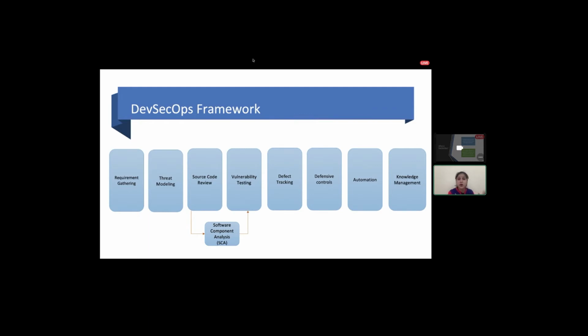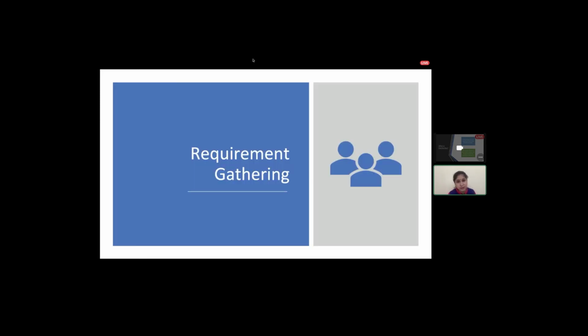And once we have automation set, we can start actually understanding, okay, these are the bugs, this is a false positive, this is a false negative, or how should we handle it. Then comes vulnerability testing and defect tracking, defensive controls, what are they. So all these things we're going to be talking about in today's session.